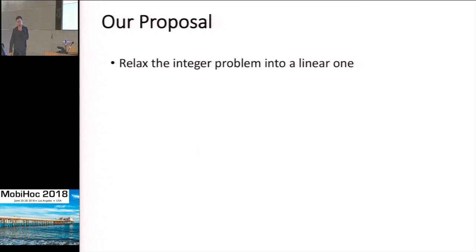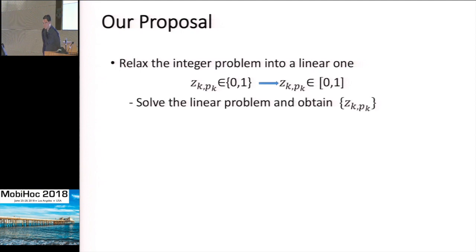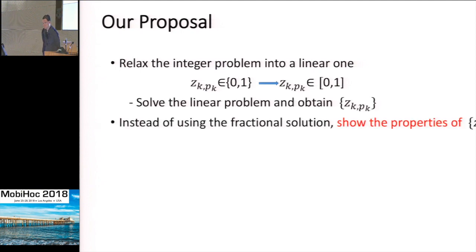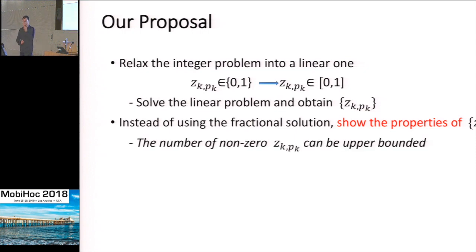Our scheme is actually quite simple. The idea is we first relax the integer problem into a linear one, similar to what people did in random rounding. We solve this linear problem and obtain the fractional solutions. But the key contribution of our work is that we reveal some of the intrinsic properties of these solutions. In particular, we show that the number of non-zero configurations can be upper bounded.